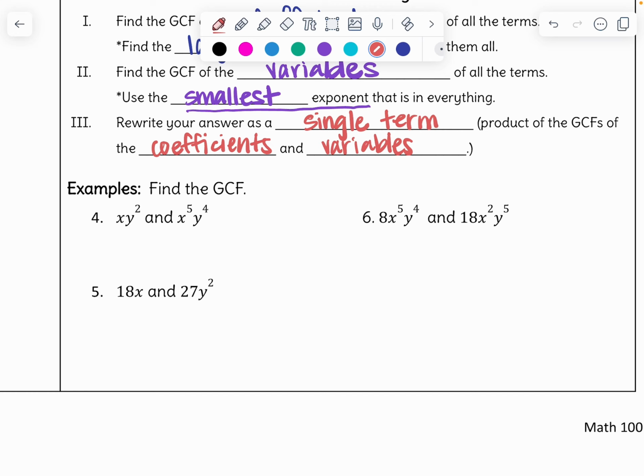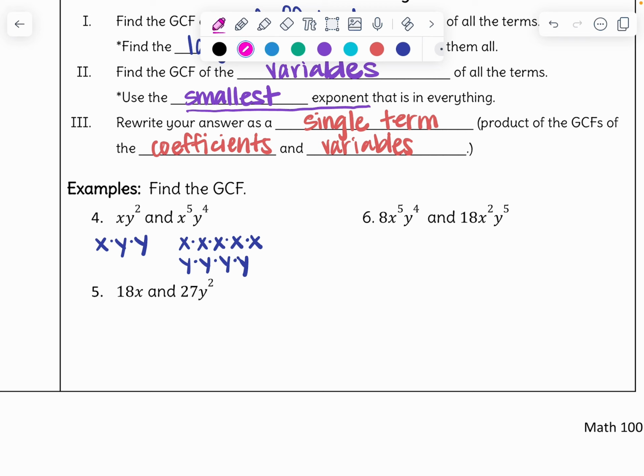So, number 4, we need to find the greatest common factor for x, y squared and x to the power of 5, y to the power of 4. We don't have any coefficients in this one, so we're just finding the greatest common factor for the variables. On the left side, x times y, if we expand these out. And then the monomial on the right, we have x multiplied 5 times and y multiplied 4 times. So we need to figure out what they have in common.